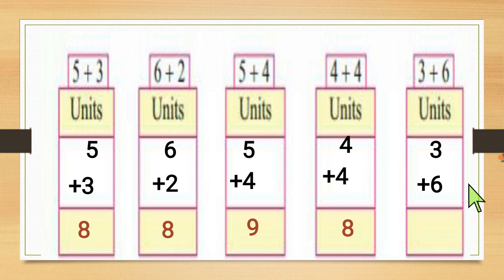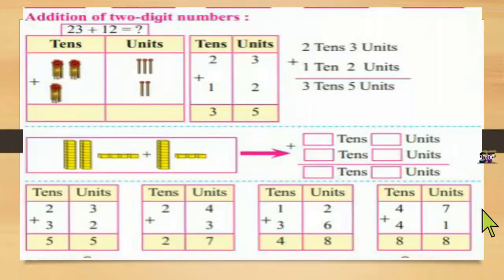You can also count 6 fingers from the number 3. You can get the same answer. So the answer is 9. Now we are going to see 2-digit addition. Here you can see the example.